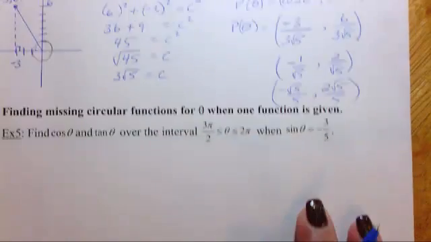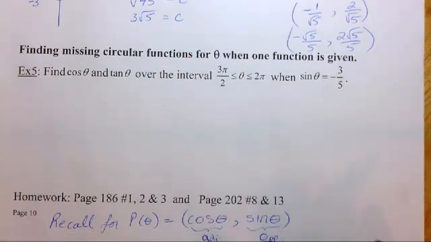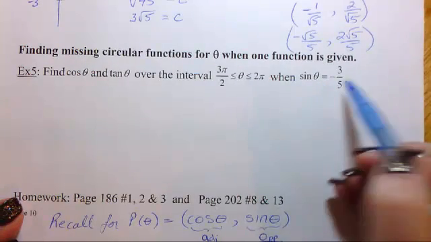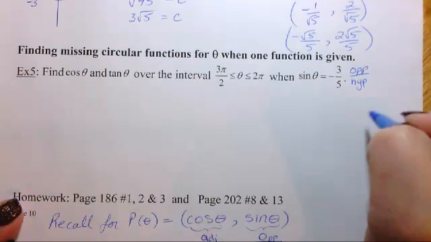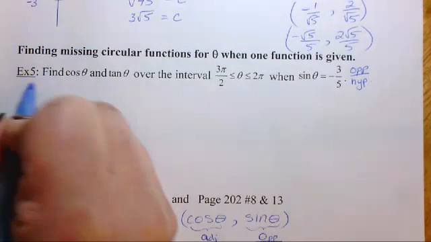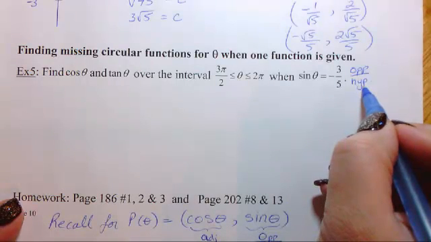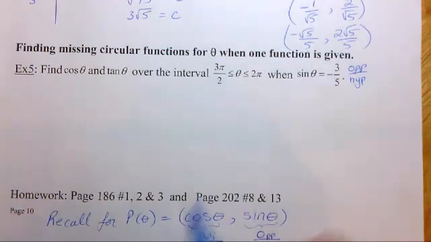All right. This last example here: find the missing circular functions for theta when one function is given. All right, so in this one, we're going to note that sine theta is equal to -3 over 5. So we can remember that this is going to be opposite over hypotenuse. So which thing is missing? Our r is missing, so we can figure out the radius, or also I could think of it as the adjacent side.